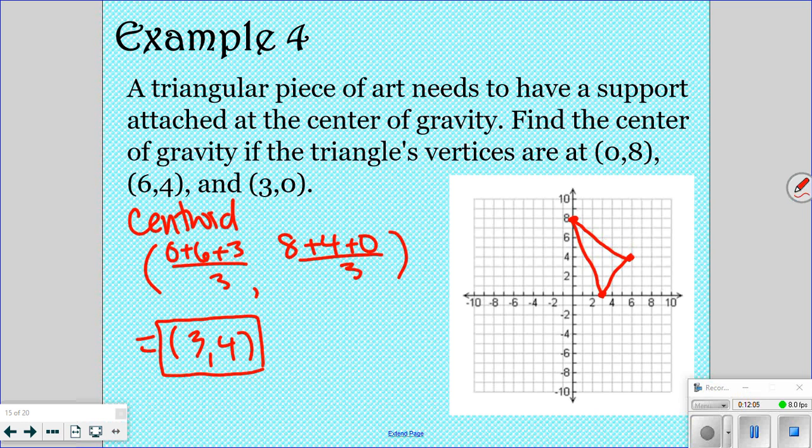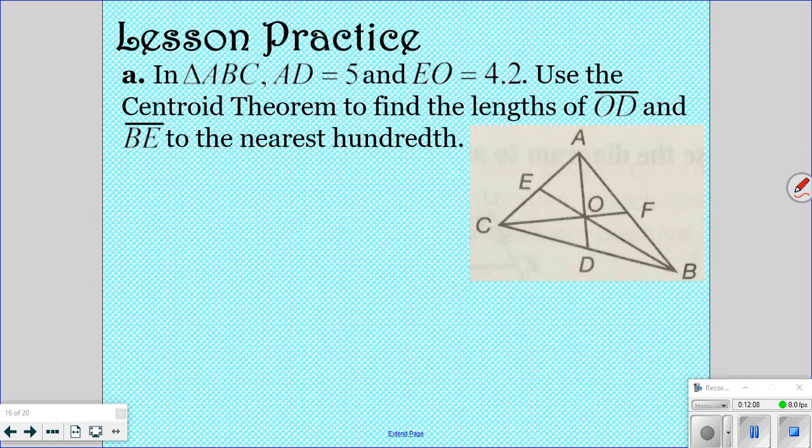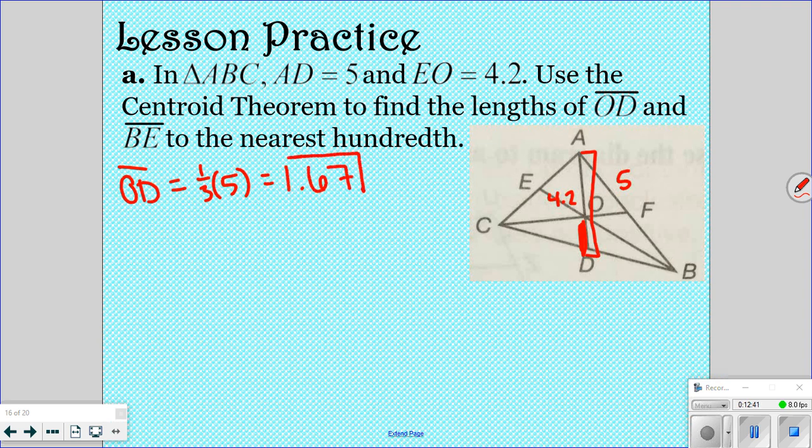Okay, so now let's look at some practice problems. So y'all pause the video and try this one by yourself. So it tells us that AD is 5, and then EO is 4.2. We want to find the length of OD. So OD is 1/3 of the whole thing. So 1/3 of 5 is 5/3, which just says to the nearest hundredth. So make it a decimal. 1.67.